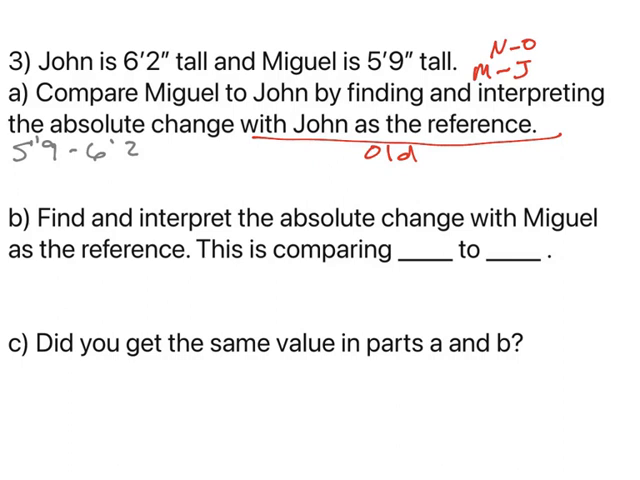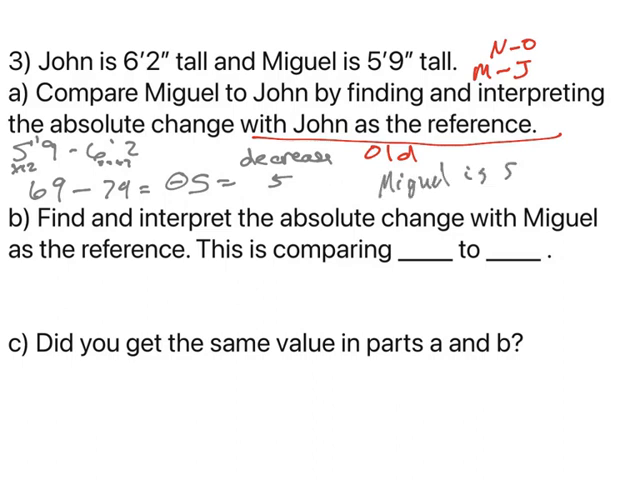Now, if you struggle with feet and inches together, then change them. We know there's 12 inches in a foot. So 5 times 12 is 60 plus 9 means Miguel is 69 inches. And then 6 times 12 is 72 plus 2 is 74. So we would say minus 5. Now, again, that minus just means a decrease of 5. What does that mean? Well, whoever is new is what we're talking about. So Miguel is 5 inches shorter than John.